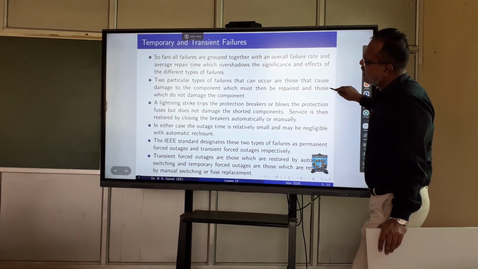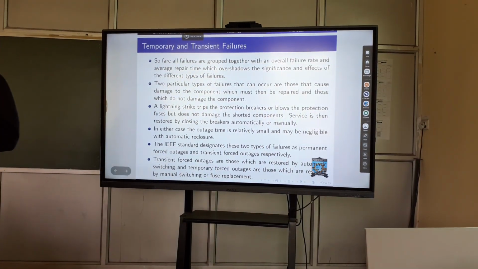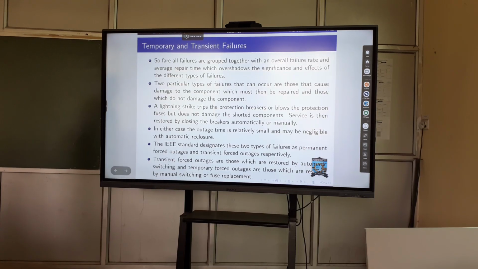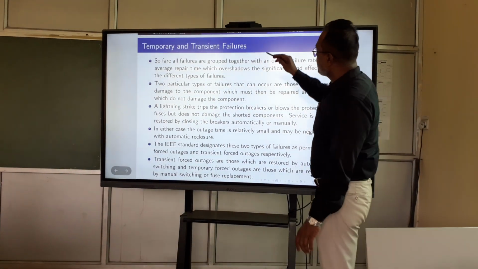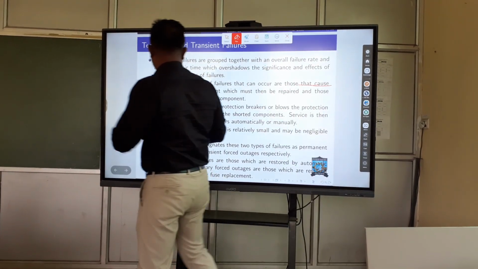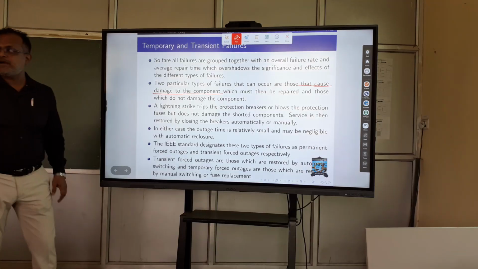Third point, temporary and transient failures. The third point that affects the reliability of mesh distribution systems is temporary and transient failures. So far, all failures are put together with an overall failure rate and average repair time, which overshadow the significance and effects of the different types of failures. Two particular types of failures that can occur are those that cause damage. So, what is a temporary failure? A temporary failure is one that causes damage to the component but can be repaired.